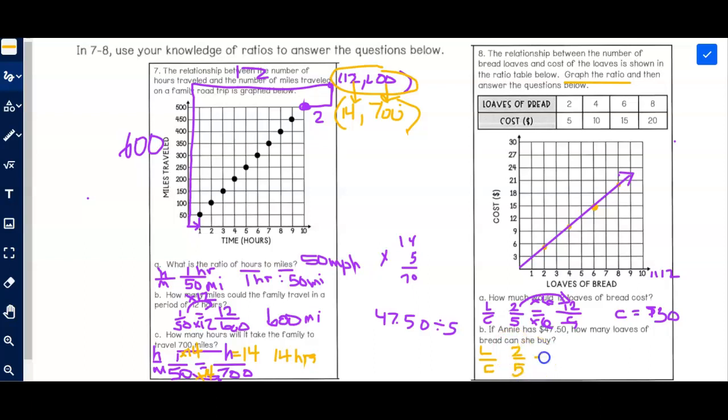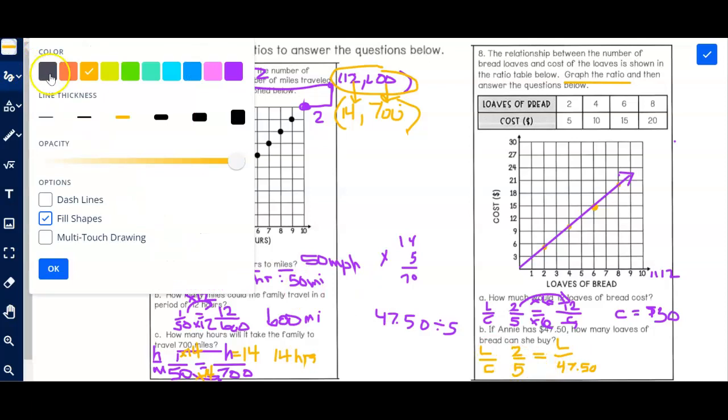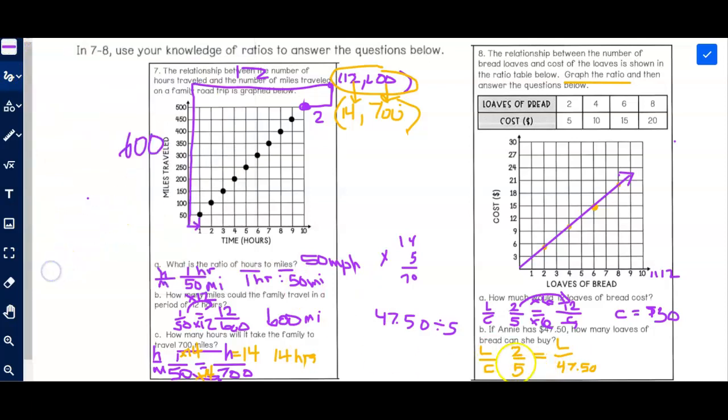But we want to upscale that. We don't know how many loaves, but they said she's got $47.50 to spend on all this bread. So how do we get from $5 to $47.50? What's the upscale on that? Well, you can take your calculator and divide 5 into $47.50 if you want. What you'll find is it's 9.5. It's 9.5 times bigger. So our cost went from a 5 to 9.5 times bigger, $47.50.